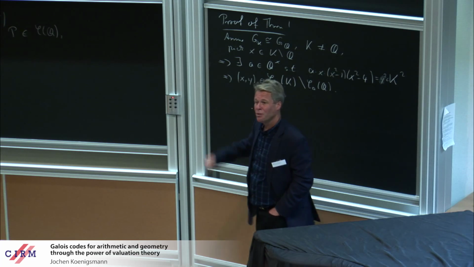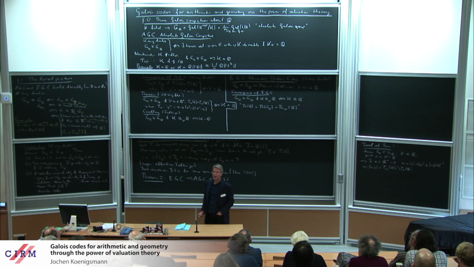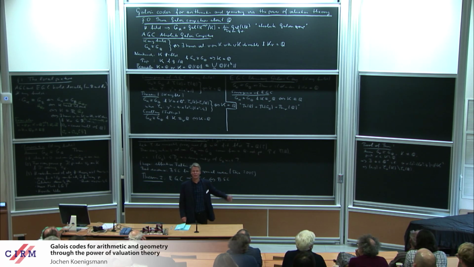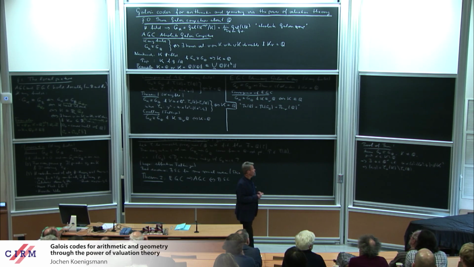So that shows how Q is uniquely determined by its absolute Galois group, and these few sentences were about this uniform family of genus 2 curves indexed by a.